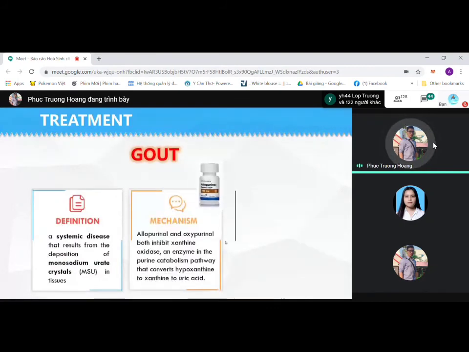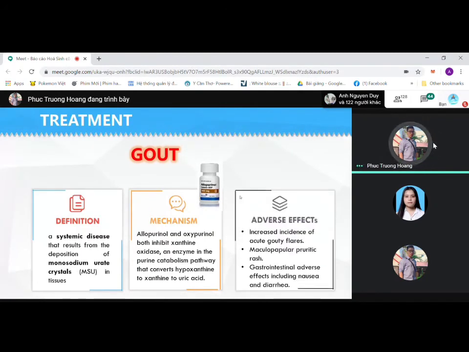So how do we treat it? We will use allopurinol and oxypurinol. Both inhibit xanthine oxidase, an enzyme in the purine catabolism pathway that converts hypoxanthine to xanthine and to uric acid. Adverse effects: it will increase the incidence of acute gouty flares, maculopapular pruritic rashes, and maybe gastrointestinal adverse effects, including nausea and diarrhea.